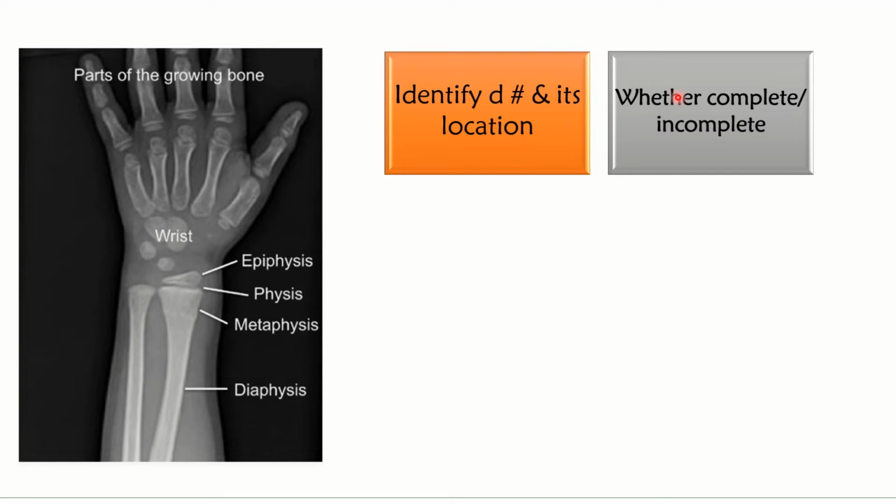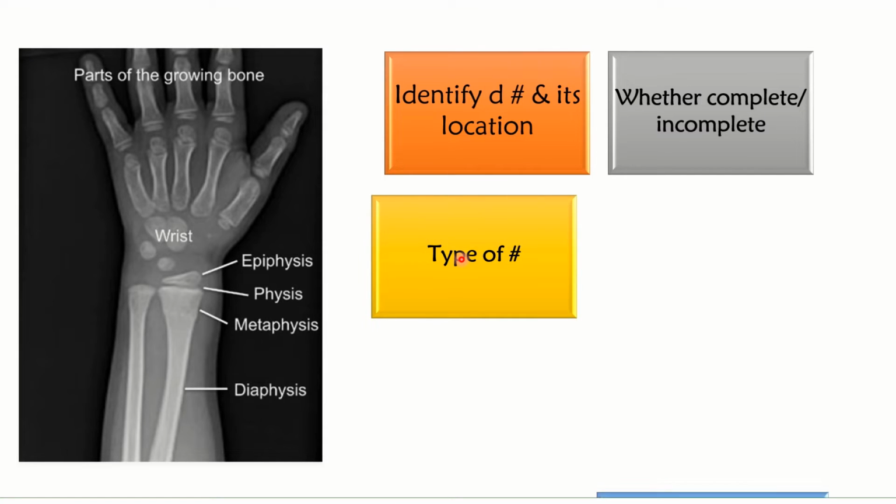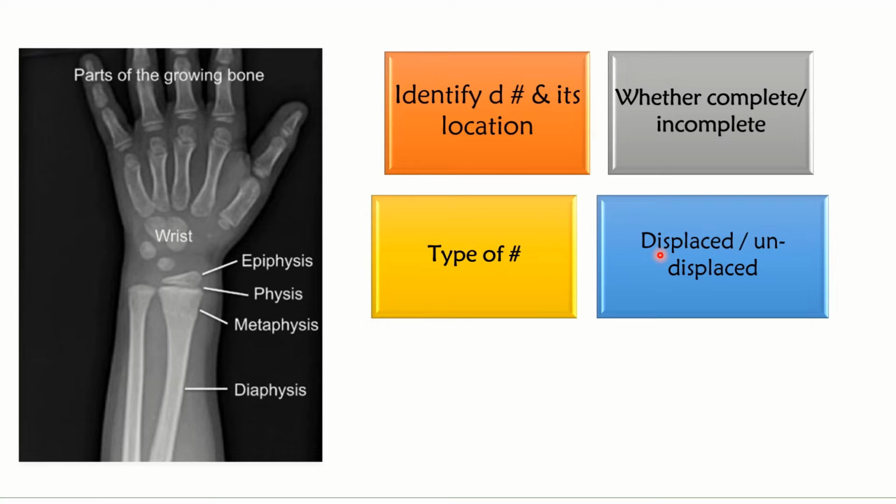Then the second thing that we are going to speak about the fracture is that we have to tell whether it's a complete or an incomplete fracture. Then the type of fracture. The type of fracture that we discussed in the first series of the lecture series, if you have not seen, I'll put an I button here from where you can go back to that lecture. That is very important to know which type of fracture pattern it is.